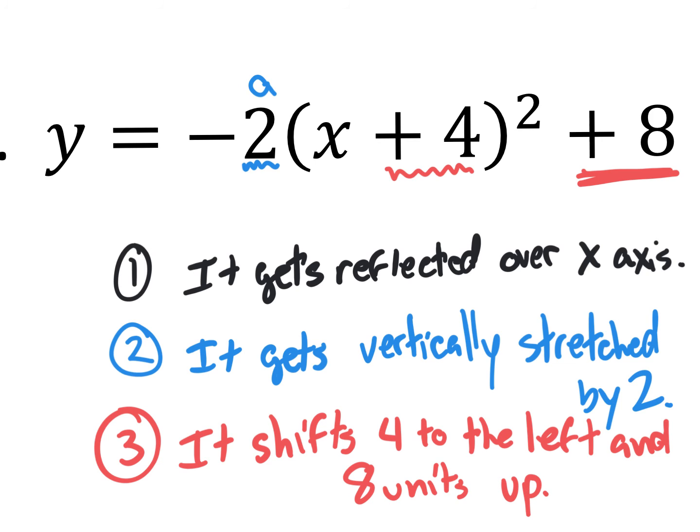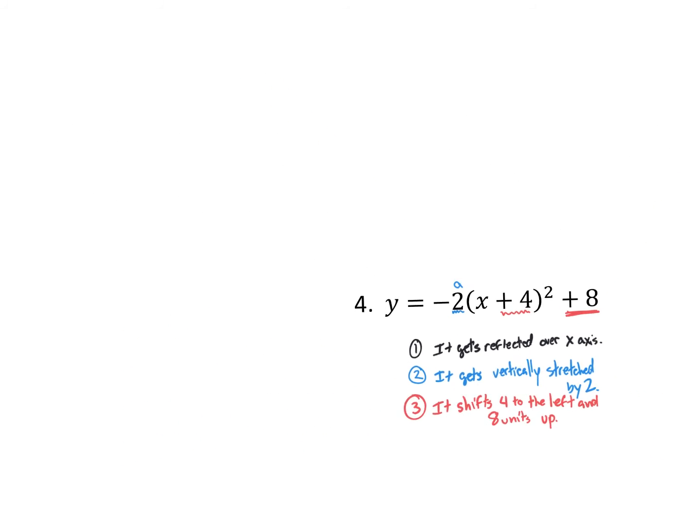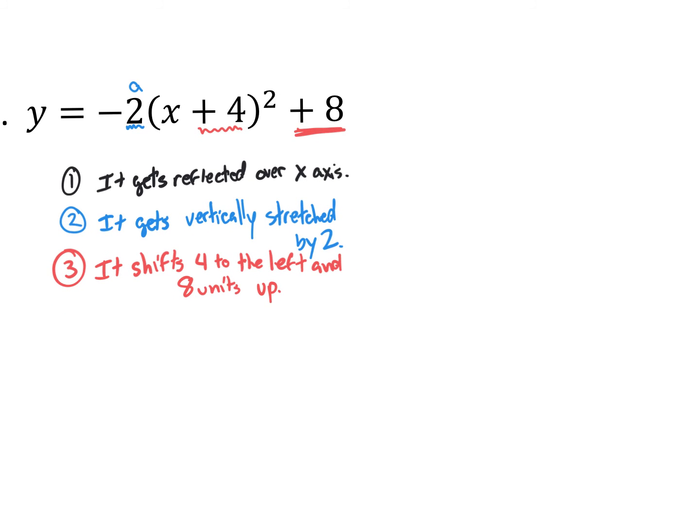And ladies and gentlemen, we have described every single transformation from the original parent graph y equals x squared to this new complicated looking graph y equals -2(x + 4)² + 8. Now let me actually show you the different changes that happen.